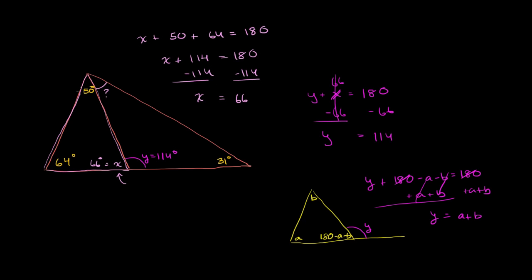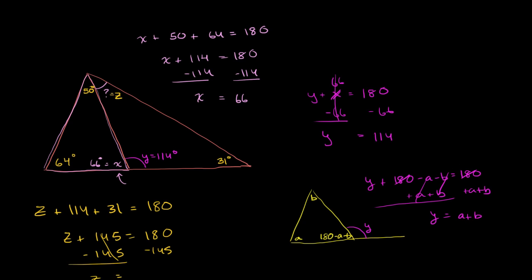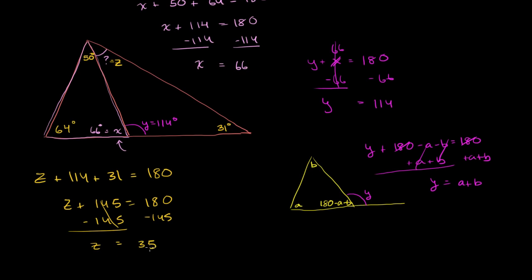So if we call this question mark z, we know that z plus 114 plus 31 is equal to 180 degrees. The sums of the measures of the angles inside of a triangle add up to 180 degrees. That's the only property we're using in this step. So we get z plus, what is this, 145? 145 is equal to 180. Did I do that right? We have a 15 and then a 30. Yep, 145 is equal to 180. Subtract 145 from both sides of this equation, and we are left with z is equal to 180 minus 145, which is 35. So z is equal to 35 degrees, and we are done.